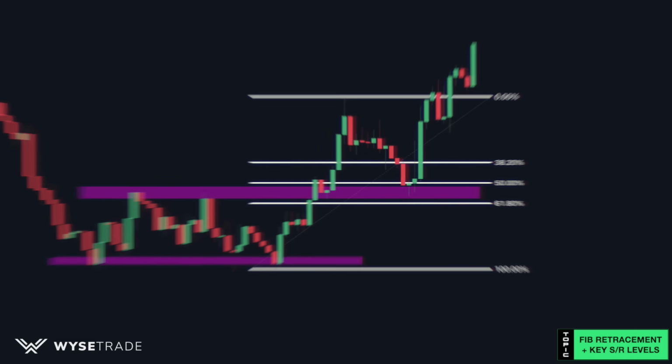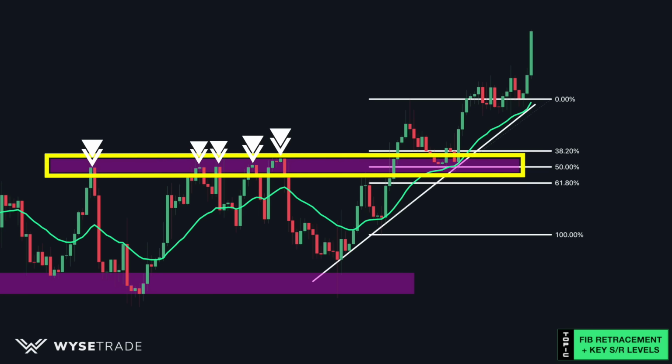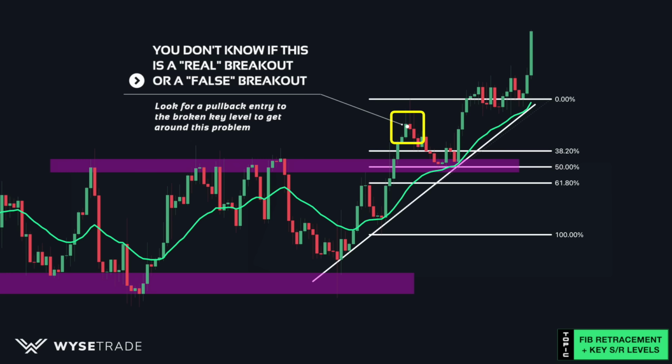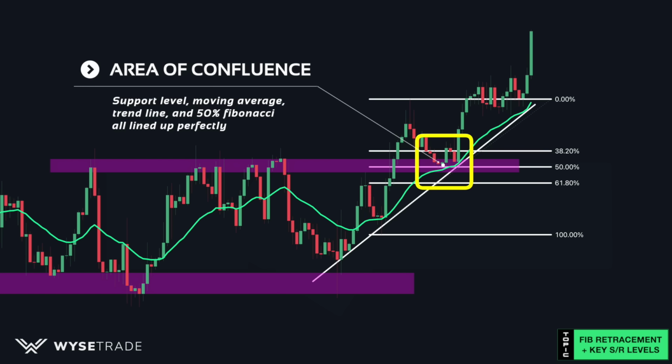So again, these reversal points give you a key level. Price breaks through the very key level, showing how strong the uptrend is. Now, you don't know if this is a false breakout or not, so one way to get around this problem is to look for a pullback entry, which you had right here, where the support level, moving average, trend line, and 50% Fibonacci all lined up perfectly, making it an area of confluence.